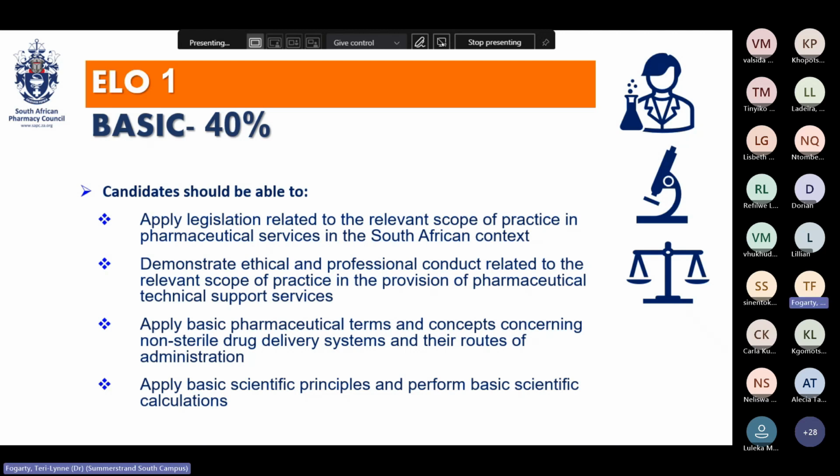The third ELO is to apply basic pharmaceutical terms and concepts concerning non-sterile drug delivery systems and their routes of administration. And so that is, what are the various dosage forms that are non-sterile and what are the routes of administration of those dosage forms?